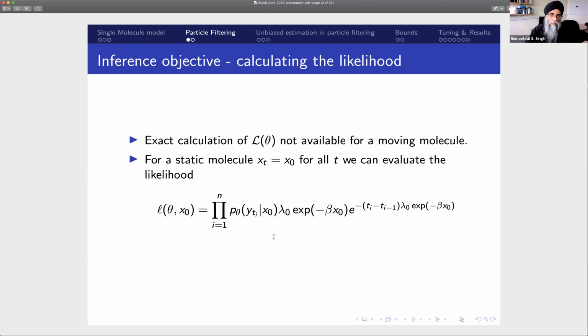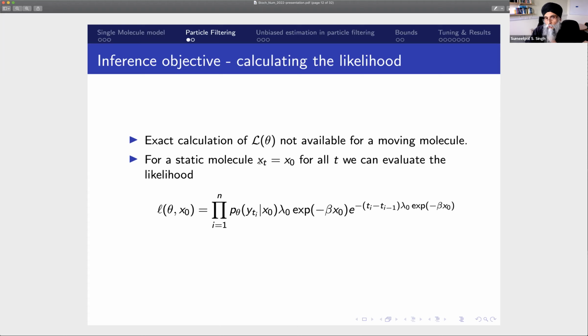So what I said before was that exact calculation of the marginal density of the data given theta, or the likelihood of theta, is not available for a moving molecule. And this is a problem that experimentalists are faced with. Those who routinely deal in the analysis of microscopy data need to be able to compute L theta.